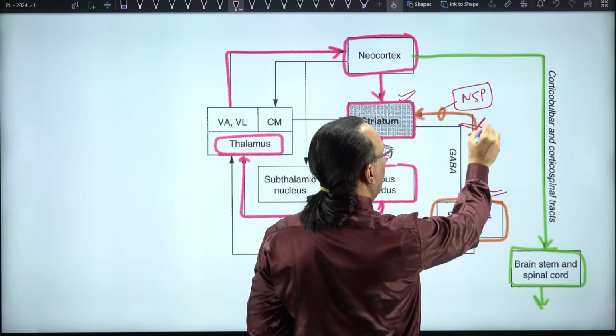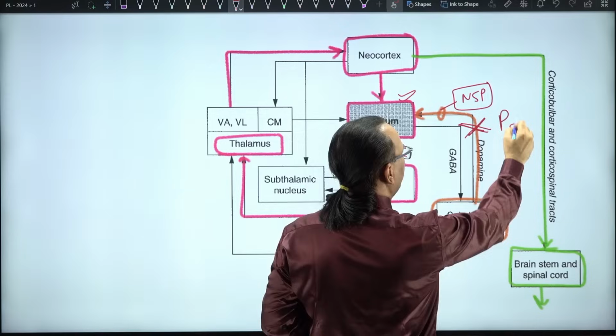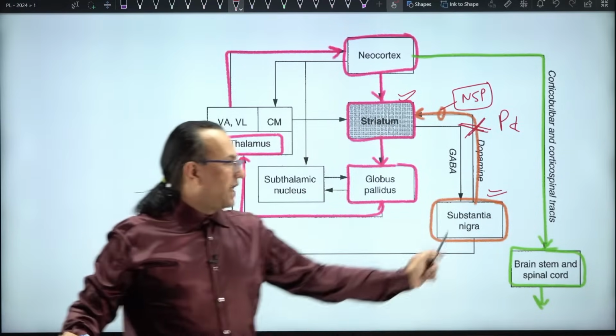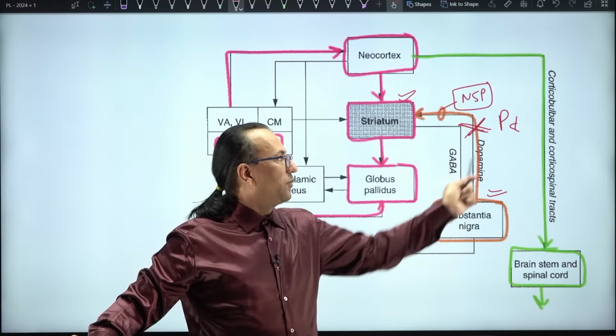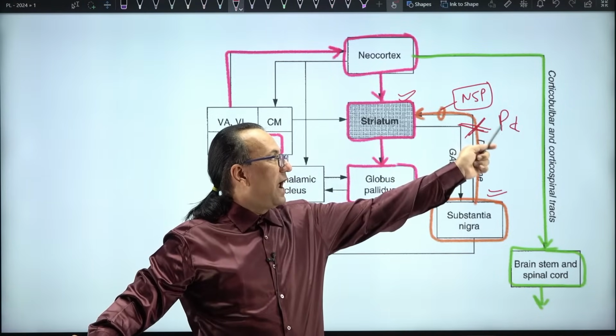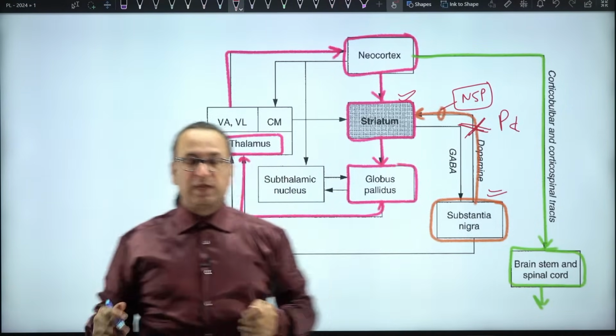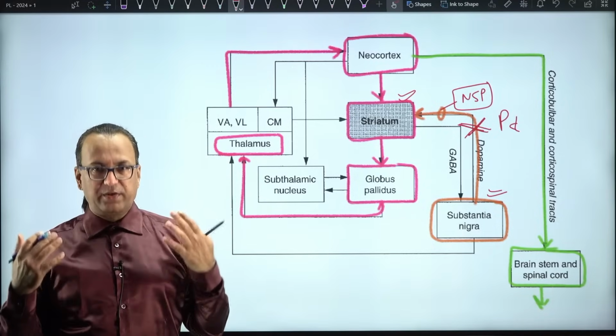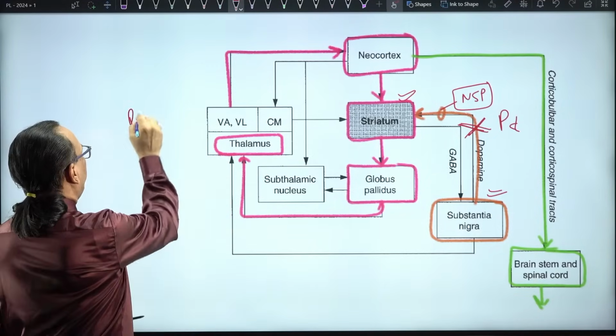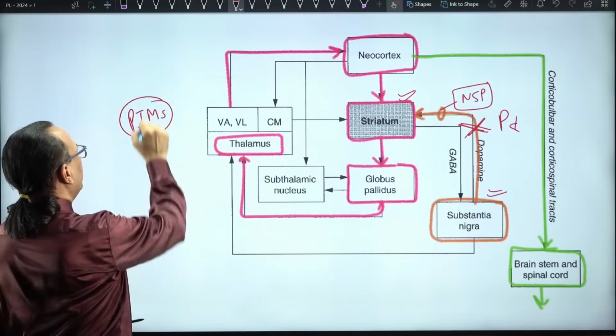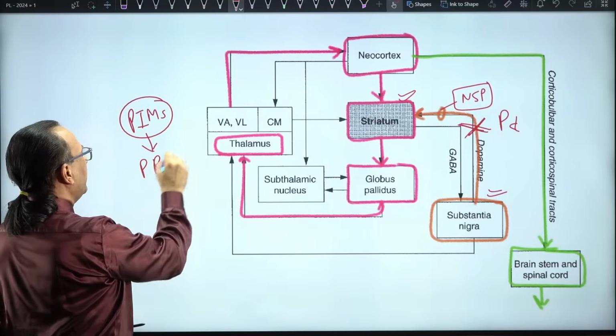You know, if it is compromised, you can have Parkinson's disease. So, nigrostriatal pathway, if it is compromised, you can have Parkinson's disease, and then what happens is you will have purposeless involuntary movements. And one of that purposeless involuntary movement in Parkinson's is pill rolling tremor.